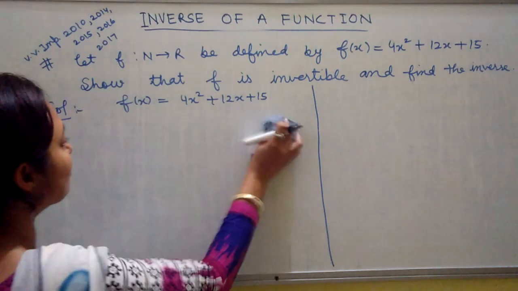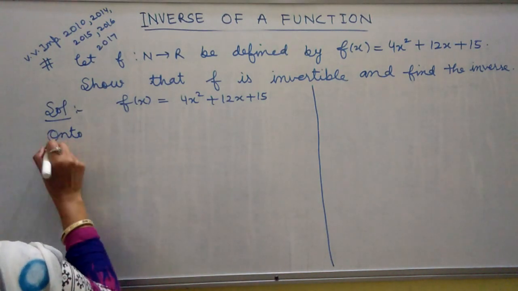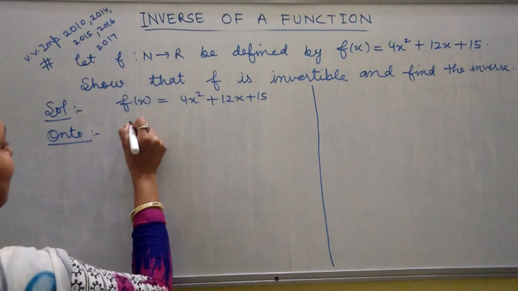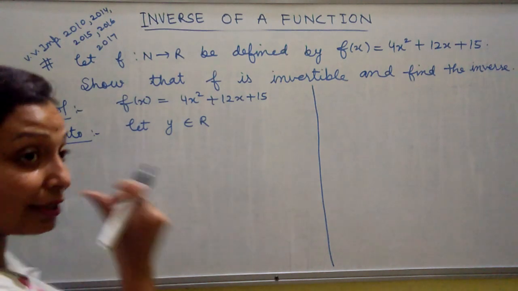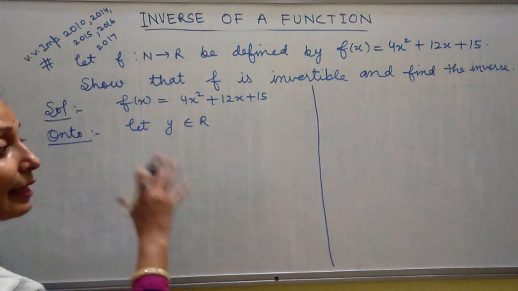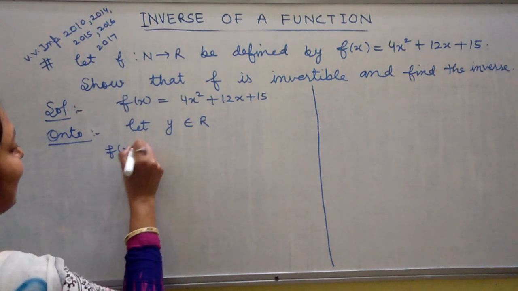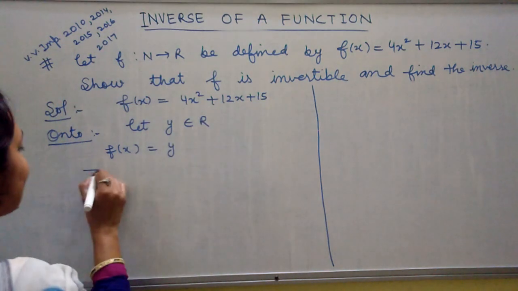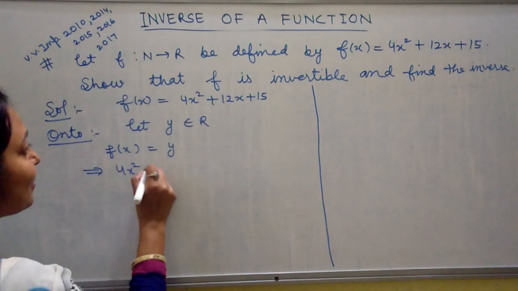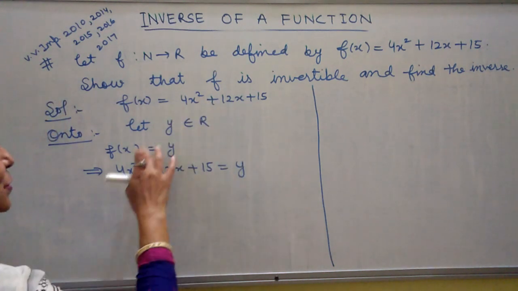For onto, you have to suppose a number from the real numbers. Let y belong to the real numbers. I will take the help of finding the invertible function from onto. Okay, f(x) is given as y and f(x) is also given as this. I will equate 4x square plus 12x plus 15 is equal to y. I will equate these two.